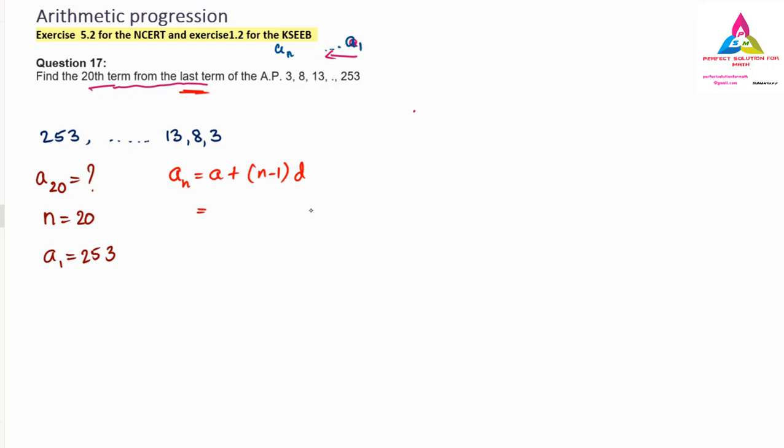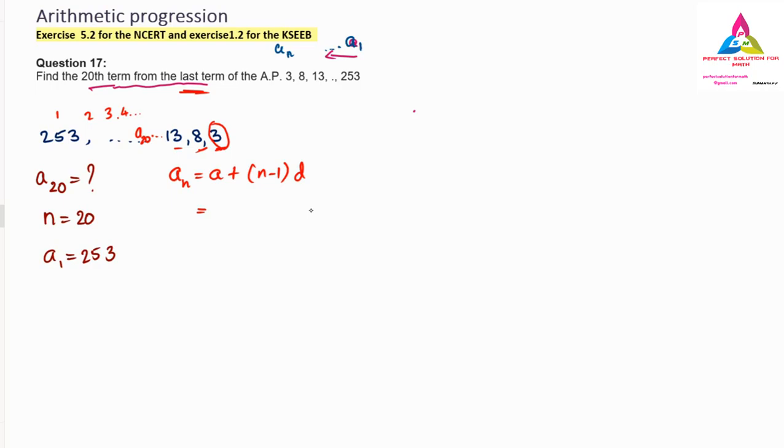You may ask, sir, here 3 is the last term, so we can take that 3 as an. But they have not asked you to find the last term; they have asked you to find the 20th term from the last term. Understood? They have not asked which term is 3, which term is 8, which term is 13. They have asked: this is the first term, second term may be something, third term, fourth term, and so on, up to the 20th term. Maybe the 20th term will be somewhere between 253 and 13. So we can't consider that an is equal to 3, because 3 is in the last position.